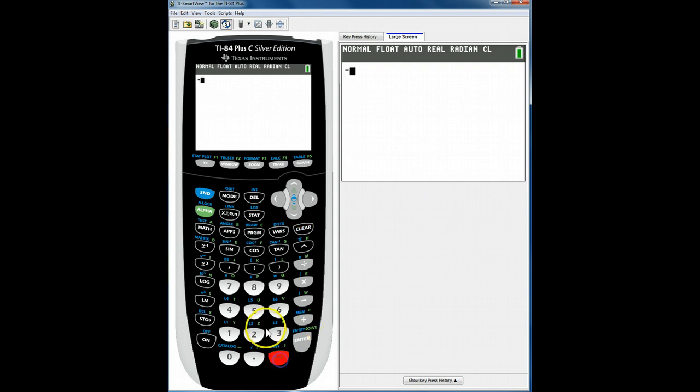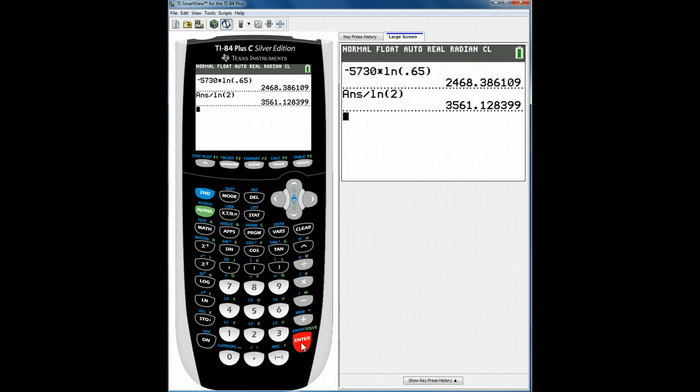So you could do negative 5,730 times the natural log of 0.65. So that's our numerator. We hit enter. Then we want to divide that by the denominator, which would be the natural log of 2. So natural log 2. And that should give us the proper answer.